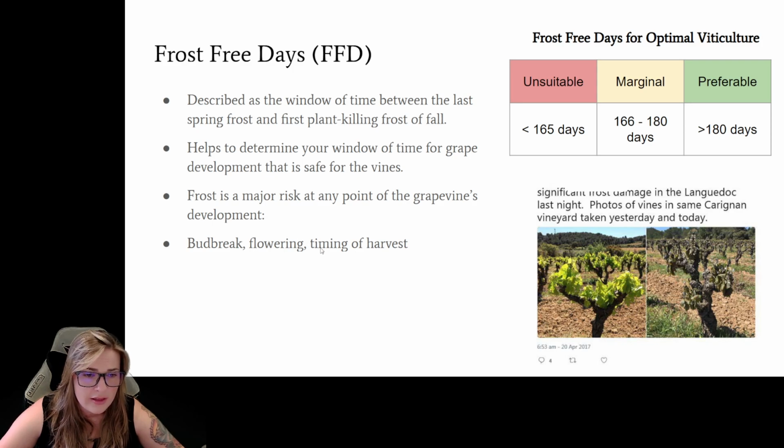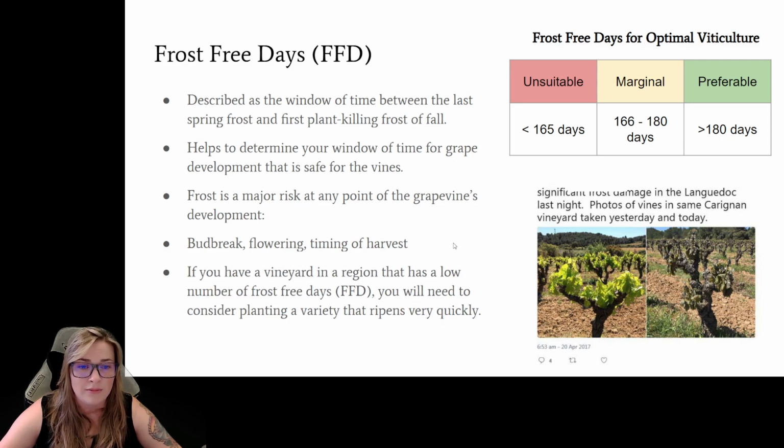Flowering, you don't want that either because you'll have a similar situation. Even during harvest, if you have a frost, it can kill all the leaves on your grapevine. And if you don't have leaves, you don't have photosynthesis, and you can't ripen your grapes. So that could be a huge upset as well.